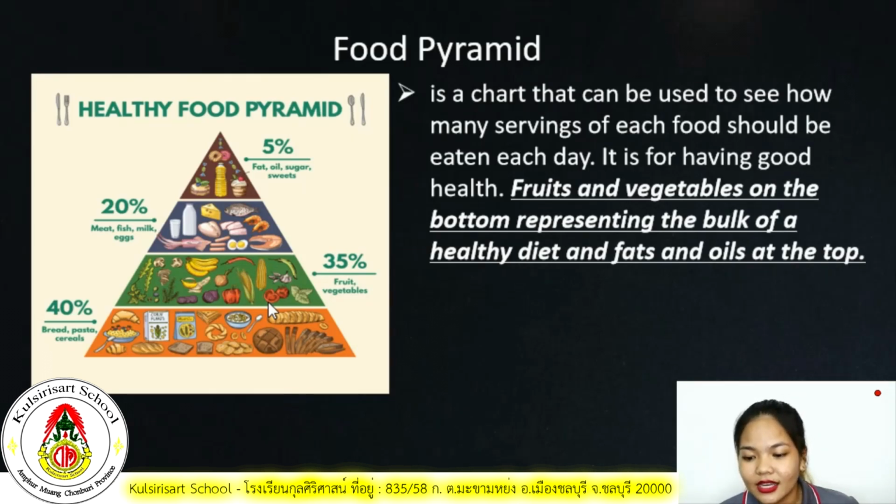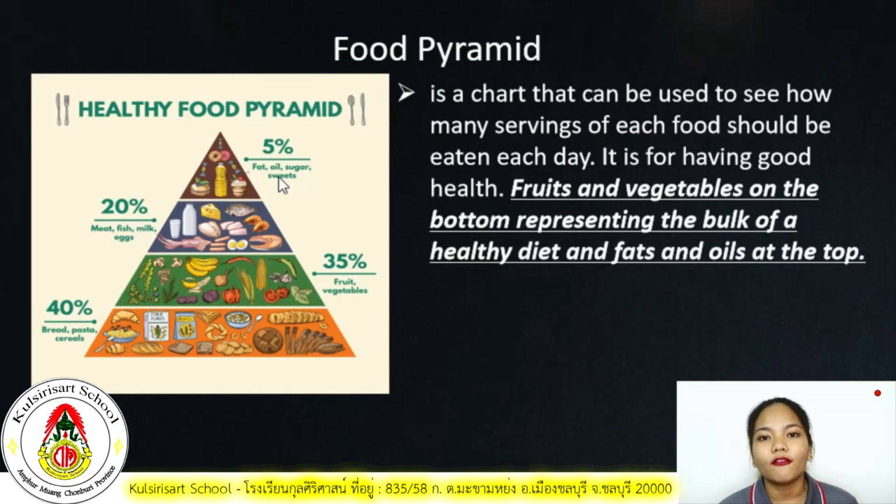It also says here that fats and oils are at the top because these are quite unhealthy foods and we should only consume them in small amounts. That's why, as you can see here in the food pyramid, 40% consists of foods that are rich in carbohydrates. 35% are fruits and vegetables. 20% come from protein-rich food, just like eggs and milk or meats. And the remaining 5% come from fats and sugar.